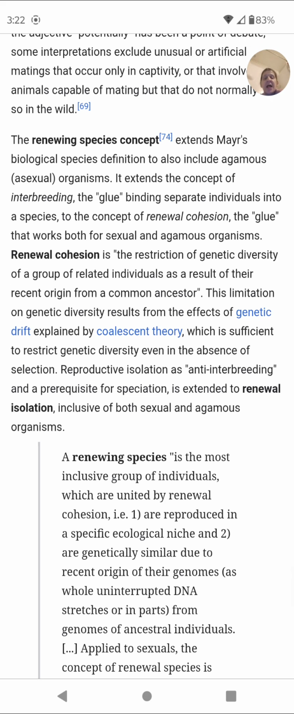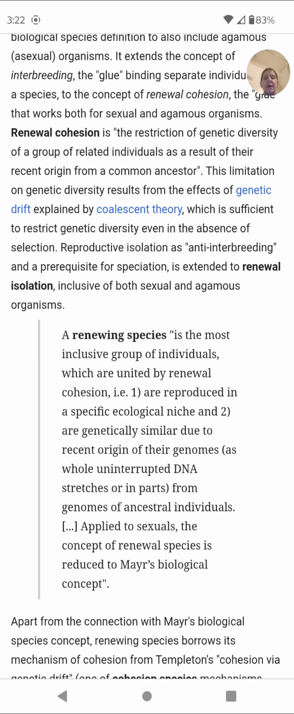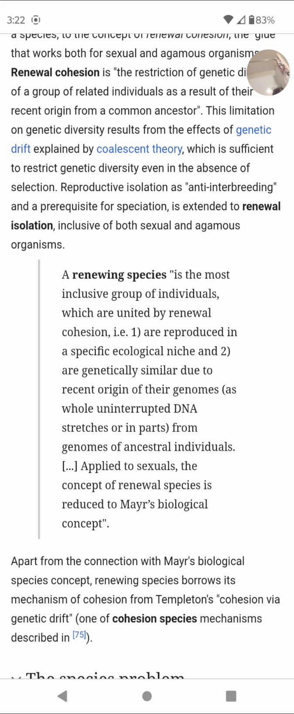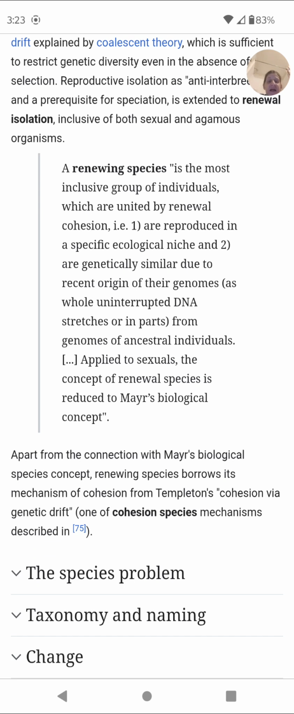This limitation on genetic diversity results from the effects of genetic draft, explained by coalescent theory, which is significant to restrict genetic diversity even in the absence of selection. Reproductive isolation is anti-interbreeding, and a prerequisite for speciation is extended to renewal isolation, inclusive of both sexual and asexual organisms. A renewal species is the most inclusive group of individuals which are united by renewal cohesion, i.e., one, are reproduced in a specific ecological niche, and two, are genetically similar due to recent origin of their genomes, as whole uninterrupted DNA stretches, or in parts, from genomes of ancestral individuals.